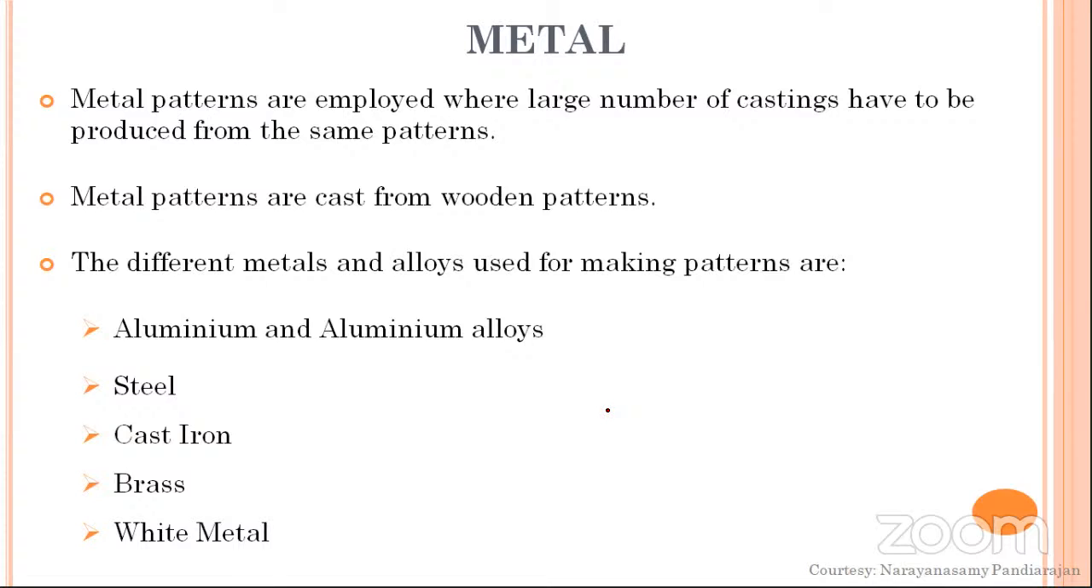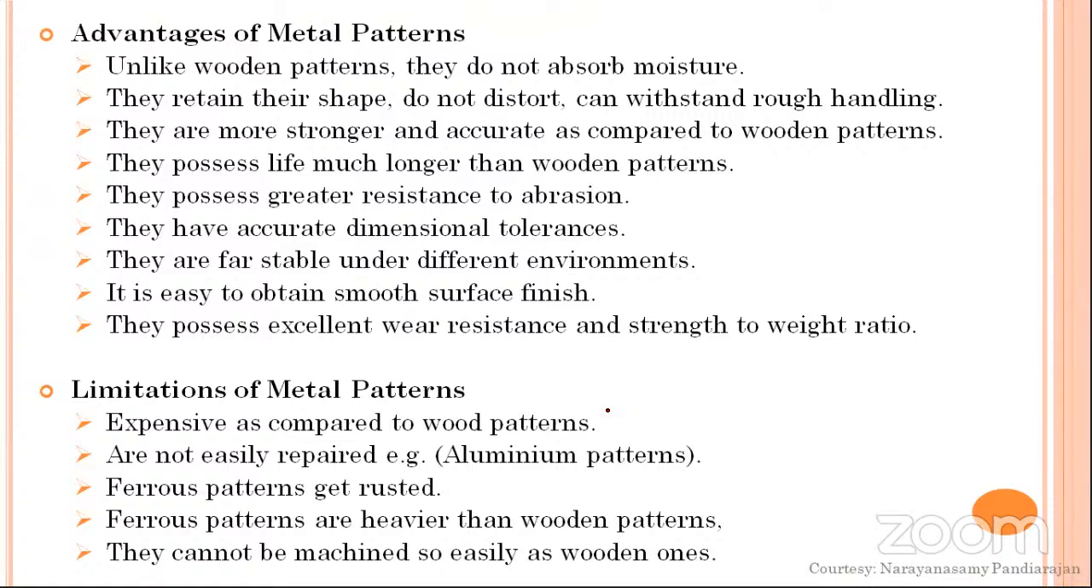However, metal patterns have their own limitations. But before we look at them, let us see the different materials that are used for preparing a metal pattern. You can go for aluminum alloys, steel, cast iron, brass, and white metal. Now, as I said, the advantage of metal patterns is that they don't absorb moisture, whereby dimensional stability is ensured. So the dimensional tolerances are accurate, and they also have a reasonably longer life.